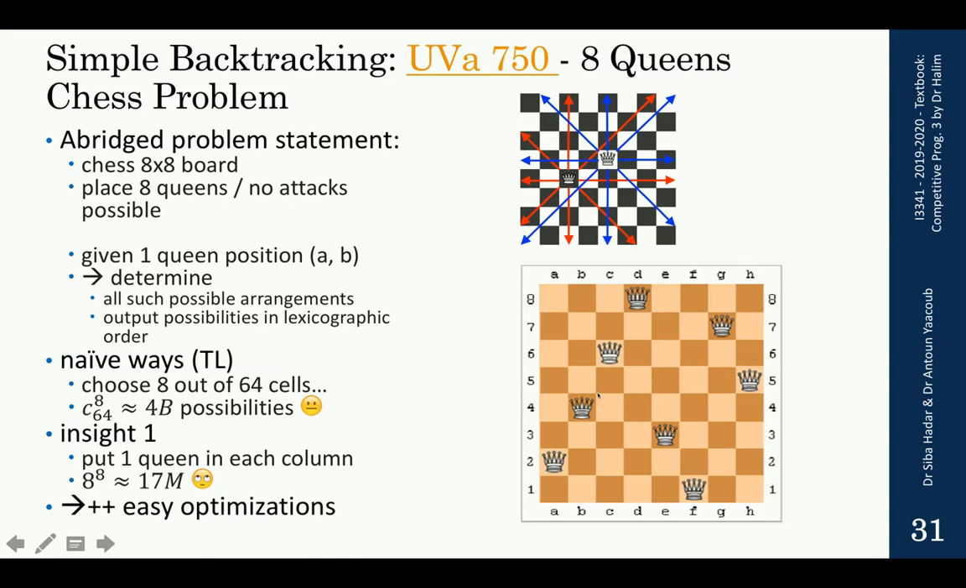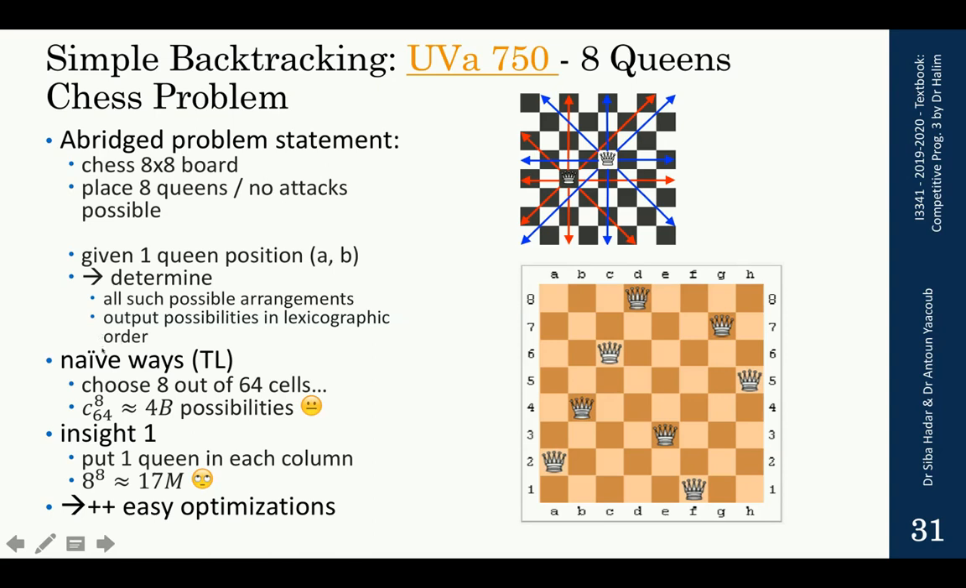What exactly is wanted in this problem, given one queen position? They give us a queen position, the integer position indexes of a queen, and we have to determine all the possible arrangements. That means if they give us a queen, we have to determine all the possible places the other 7 queens can be, and if more than one arrangement is possible, sort them in lexicographic order.